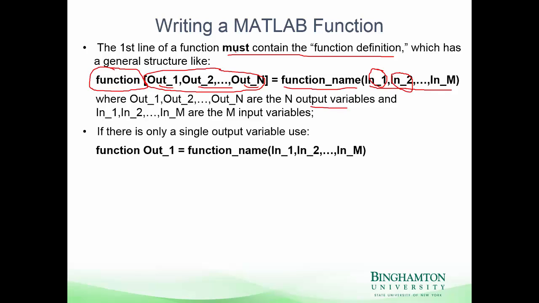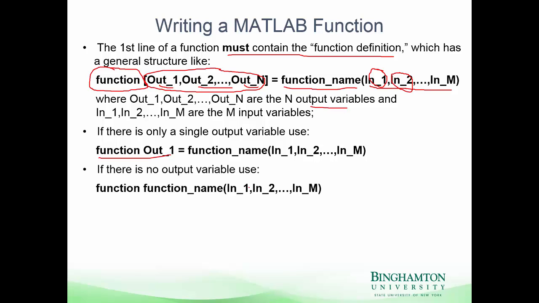If there's only a single output variable, we don't need the square brackets at the output. We can just say whatever that output variable name is. And we don't necessarily have to have an output variable. We could just specify a function here without putting anything there as an output variable. In this case, all the computations that are done inside the function will disappear. So presumably this function, to be useful, created some sort of graphics. Otherwise, there would be no point in doing that function.